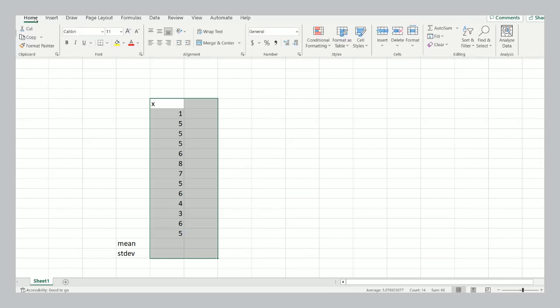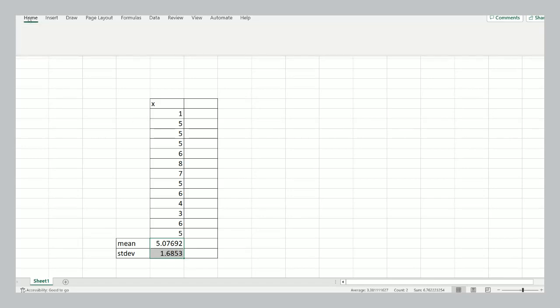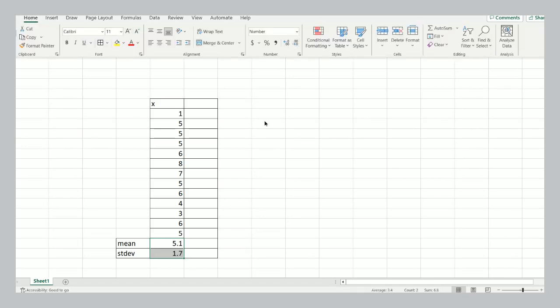I'm actually going to create some boundary lines here to make it easier. So our mean value is approximately 5. And our standard deviation, and actually let's go for the population standard deviation, is approximately 1.7. And I'm going to reduce the number of decimal places here so it's easier to look at.